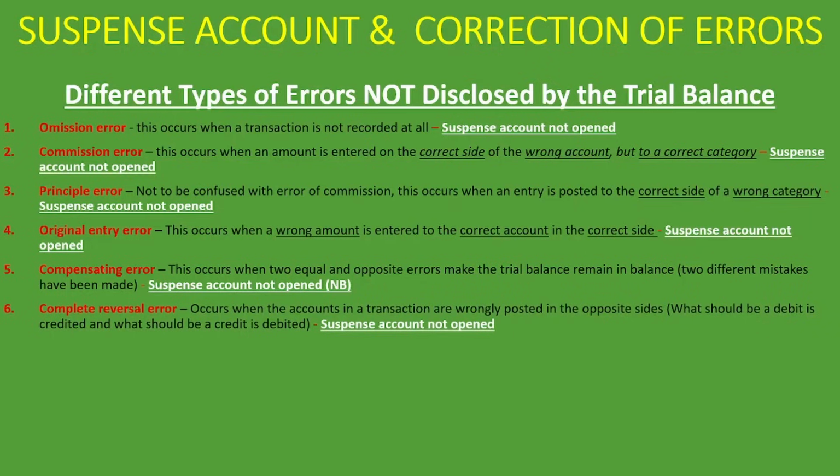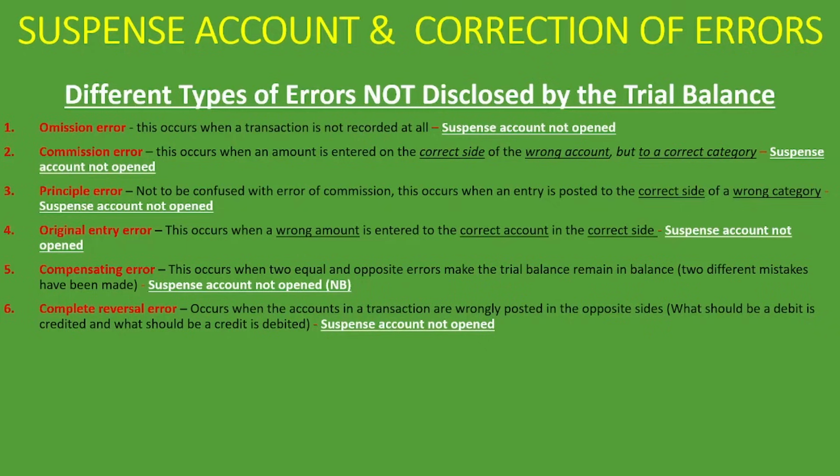Here is the complete reversal error. This occurs when the accounts in a transaction are wrongly posted on the opposite sides. And what that means is that what should be a debit is credited and what should be a credit is debited. And in this case, a suspense account is not opened. So for all these errors I've just mentioned, the suspense account is not opened because it does not affect the balancing of the trial balance. Okay, so you won't be able to tell by looking at the trial balance if any of these errors have been made.